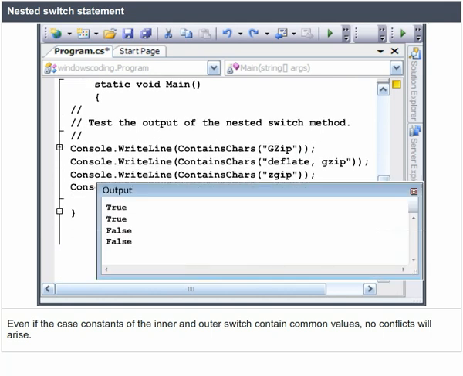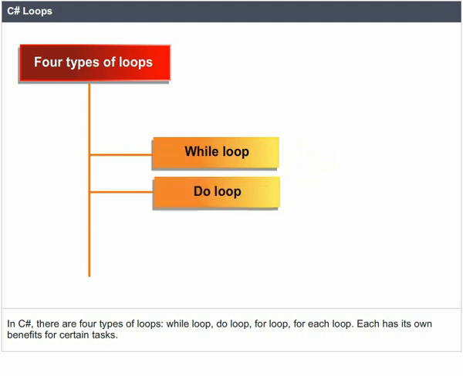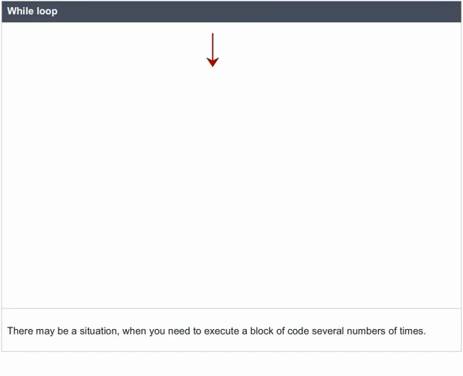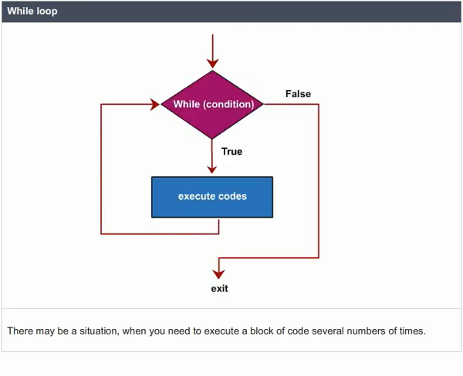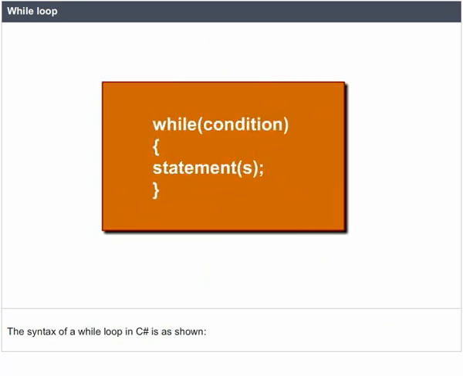C# loops. In C#, there are 4 types of loops: while loop, do loop, for loop, and foreach loop. Each has its own benefits for certain tasks. While loop. There may be a situation when you need to execute a block of code several number of times. The syntax of a while loop in C# is as shown.